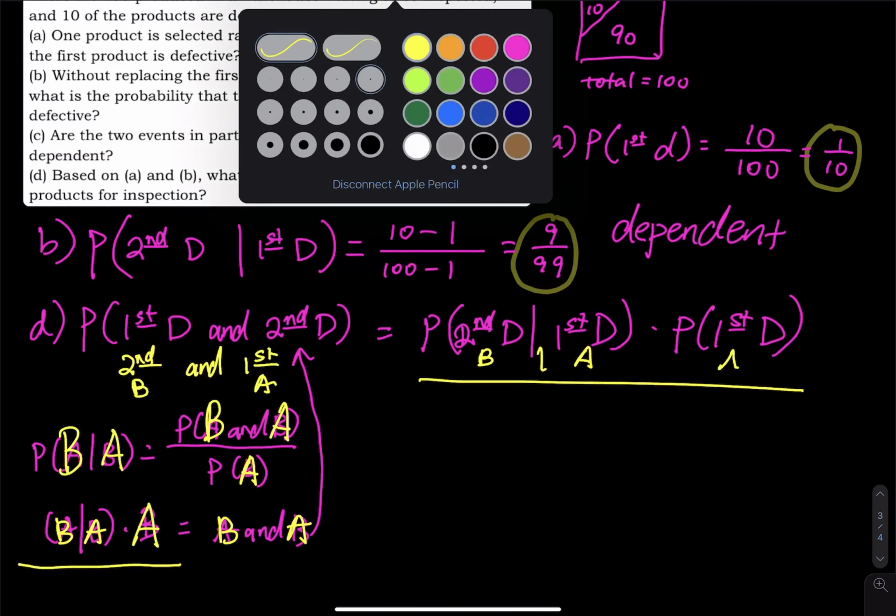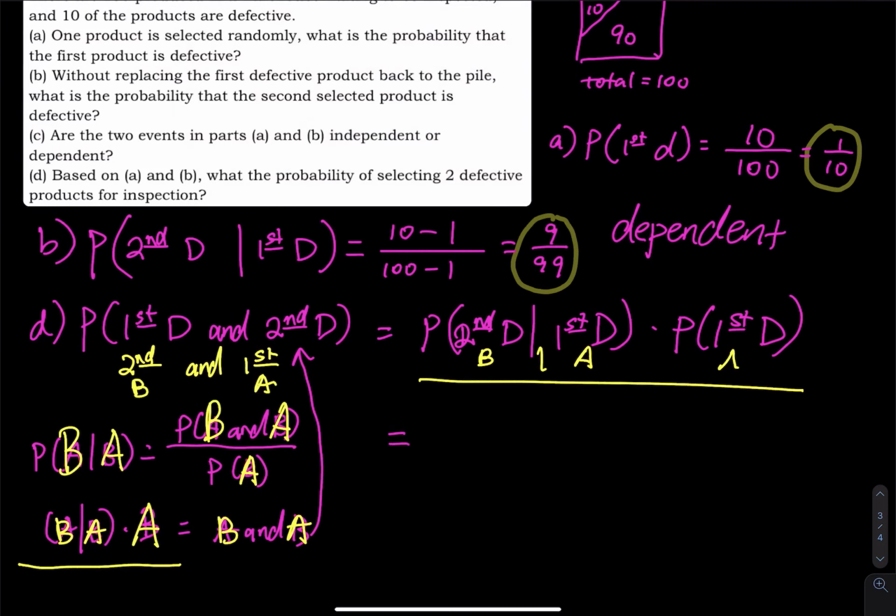And then we complete the math. So the conditional probability is 9 divided by 99. And then this one is 1 divided by 10. So the probability is 9 times 1 is 9. 99 times 10 is 990. So that is the probability that we are looking for.